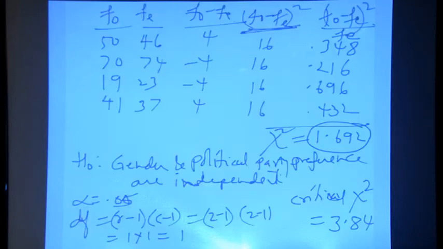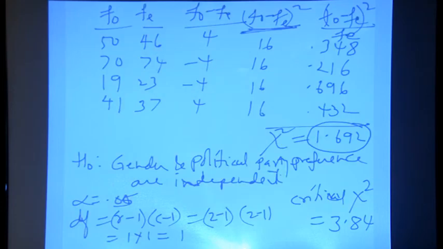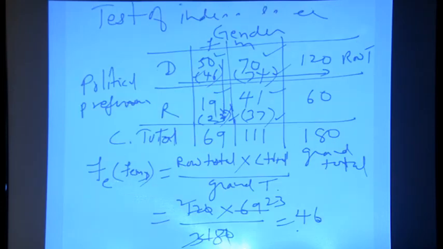So, 1.692 is less than 3.84. Therefore, accept H naught. That means there is no specific preference for males and females over the political party. It is random, and whatever difference we see in the table, 50, 70, 19, 41, it is because of chance.